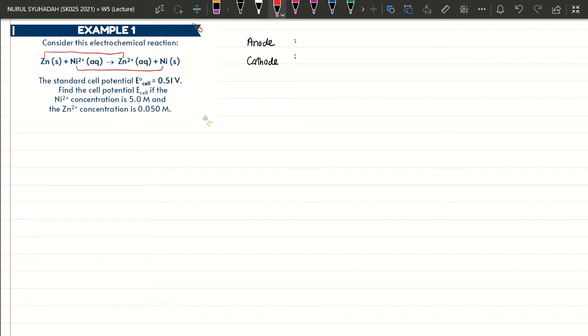Zinc forms zinc 2 plus, meaning this is an oxidation reaction. Since it is an oxidation reaction, this is your anode. And then nickel 2 plus forms nickel, so this is a reduction reaction. Reduction, this is your cathode.